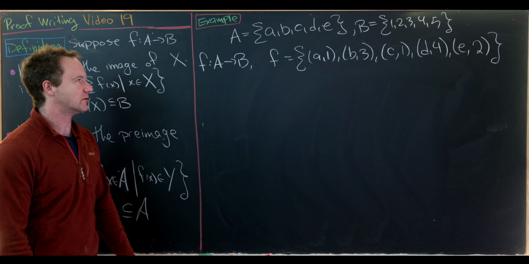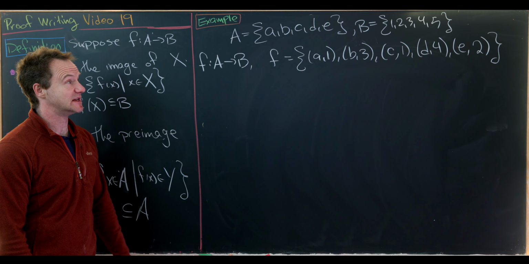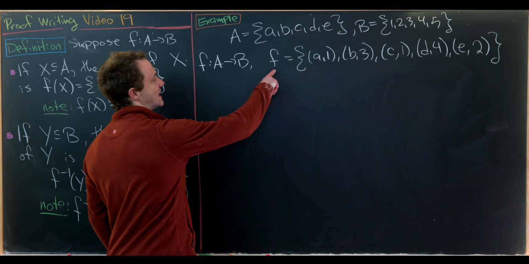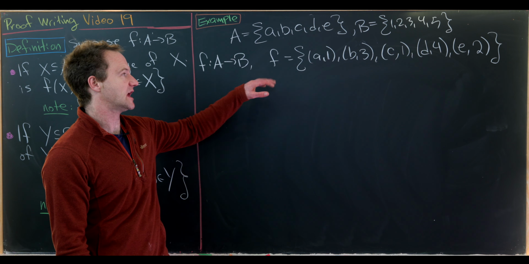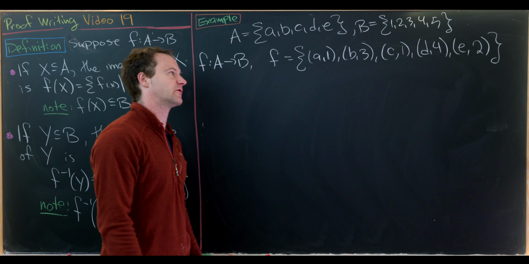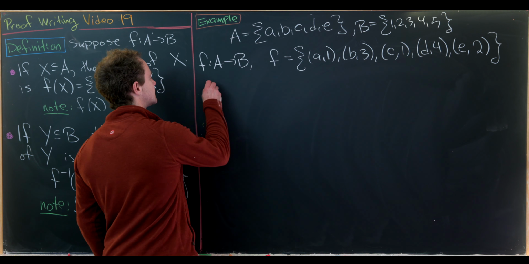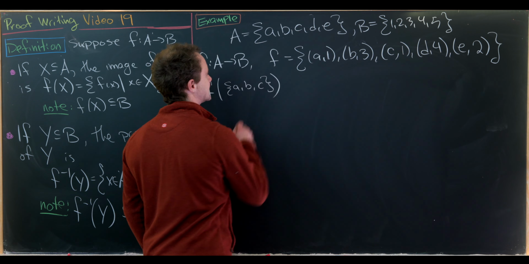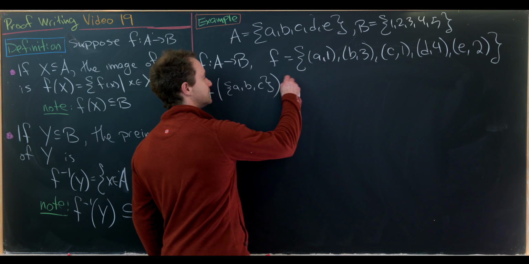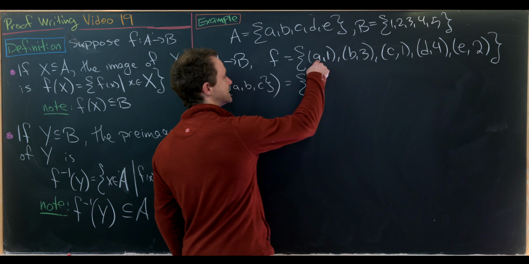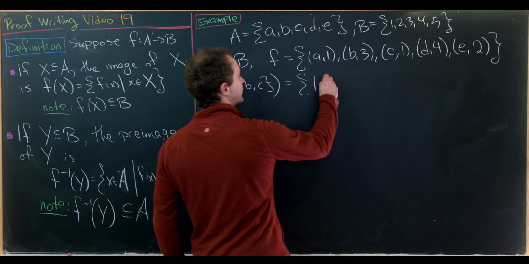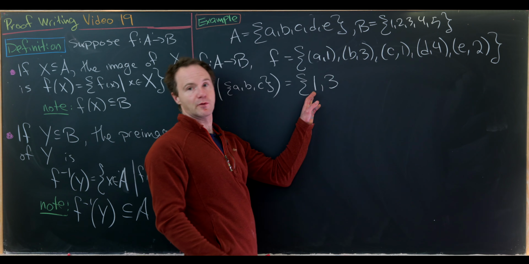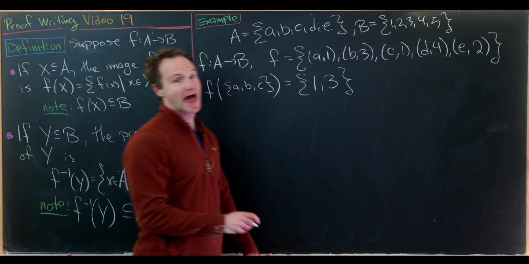Let's say we've got the set A, which contains lowercase a, b, c, d, e, and a set B, which contains the numbers 1, 2, 3, 4, 5. And then our function f is defined by the following ordered pairs: (a, 1), (b, 3), (c, 1), (d, 4), and (e, 2). So let's find the image of a certain set. So let's find the image of the set containing a, b, and c. So that'll be 1 because f of a is 1, and then 3 because f of b is 3, but then f of c is also 1, but we already have that listed, so that doesn't add to our set.